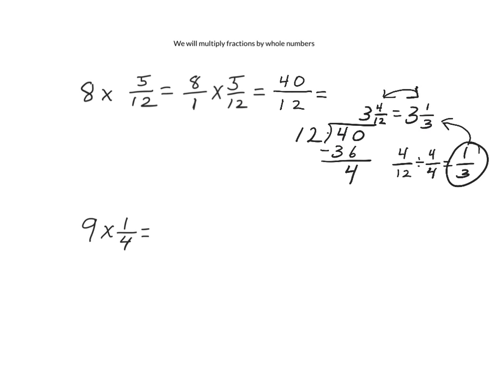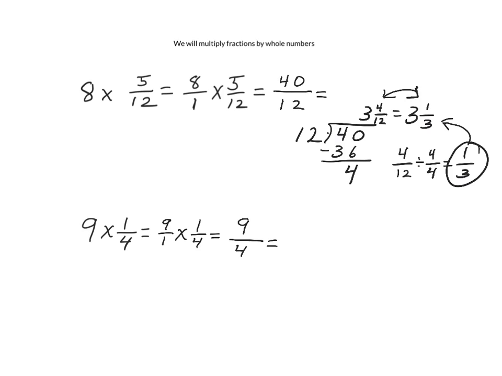Now let's try one more. 9 times 1/4. Now again, we're going to rewrite this as 9 wholes times 1/4. And we're going to multiply the numerator by the numerator. So that's 9 times 1 is 9. And the denominator by the denominator. 1 times 4 is 4.